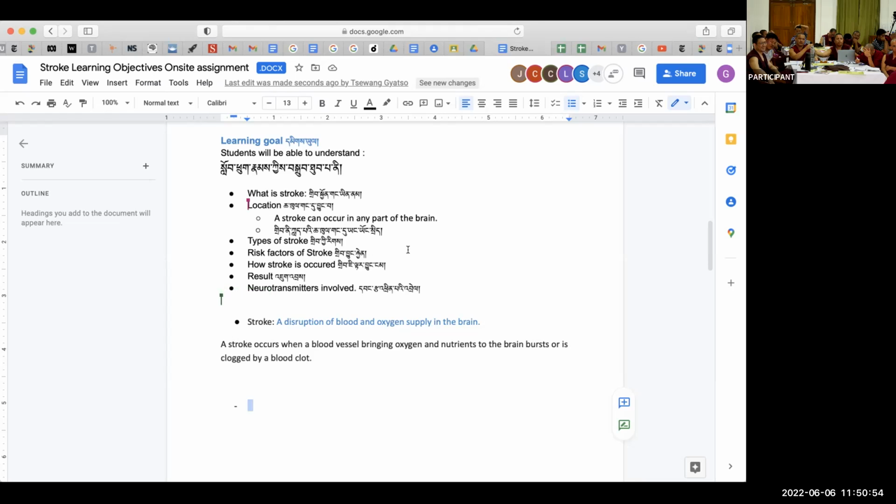So their group will present the overall picture of the regions of the brain, and then they will introduce that a stroke could occur in any part of the brain. Okay, so I think here, this location as a learning goal isn't a strong learning goal. I think the learning goal should be that it can occur in any part of the brain.